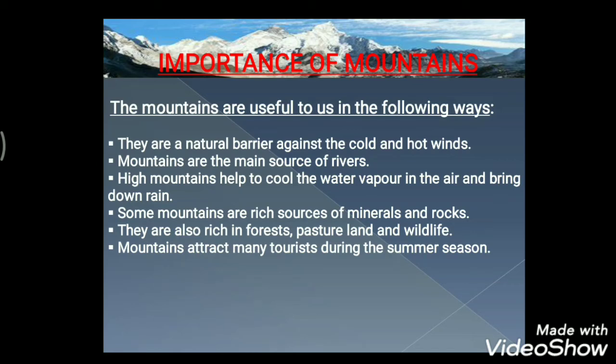Now next, high mountains help to cool the water vapor in the air and bring down rain. Yes, as we have discussed earlier, when the moisture-containing air passes through, the mountains act as a natural barrier and stop that air, and because of that, the areas near the mountain receive rainfall. So in the context of rainfall also, these mountains help us.